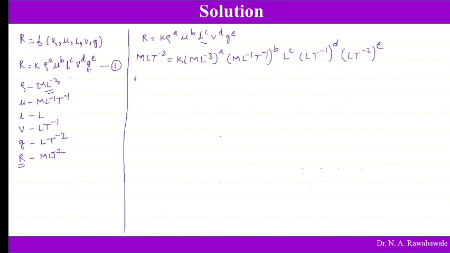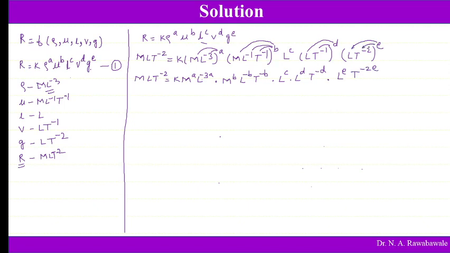So now we can write this as M L T to the power of minus 2 is equal to K, M to the power of A, L to the power of minus 3A. So just taking this power to M and L. Then this is taken into M to the power of B, L to the power of minus B, T to the power of minus B. Taking this B separately to these three terms, we get it. Then L to the power of C, L to the power of D, T to the power of minus D. So taking this power D to the L as well as T, we get this. Then L to the power of E, T to the power of minus 2E. So taking this power E to these two separately, we get it.